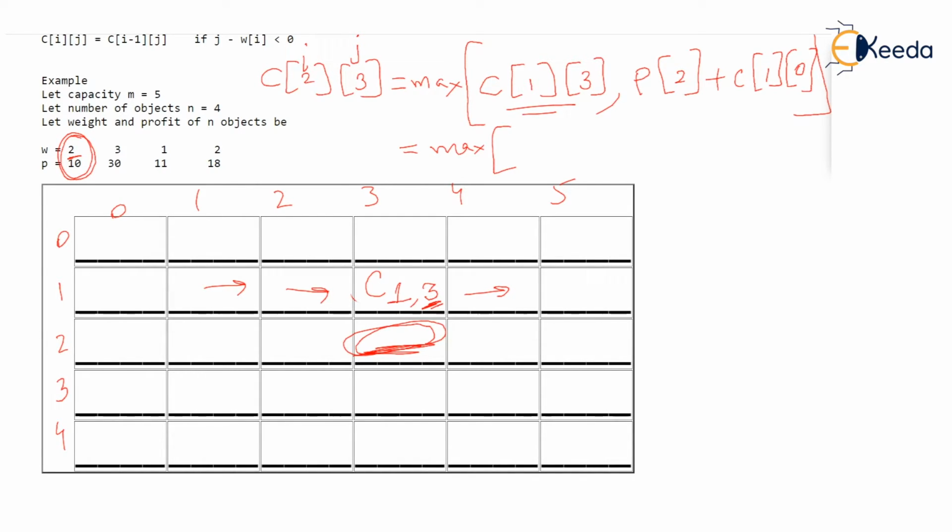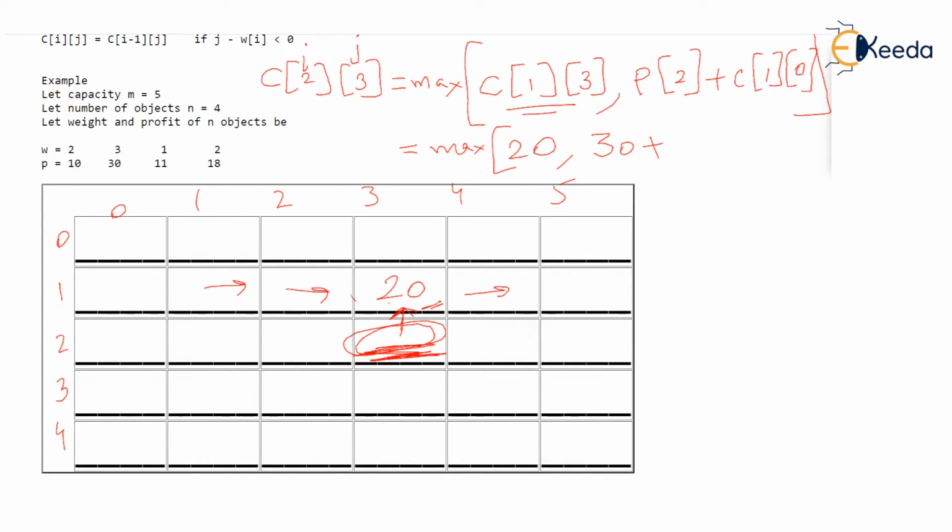Hence, after filling the first object, you will get the profit of 20 here. By the way, this element is also going to be found by our formula. But please try to understand that at the time we are finding C23, we have already found C13, isn't it? So this value is already found and it is 20, as I am writing, comma, P2, meaning profit of the second object. Now the profit of the second object over here is, as you see, 30. So 30 is the profit, and added to this is C10.